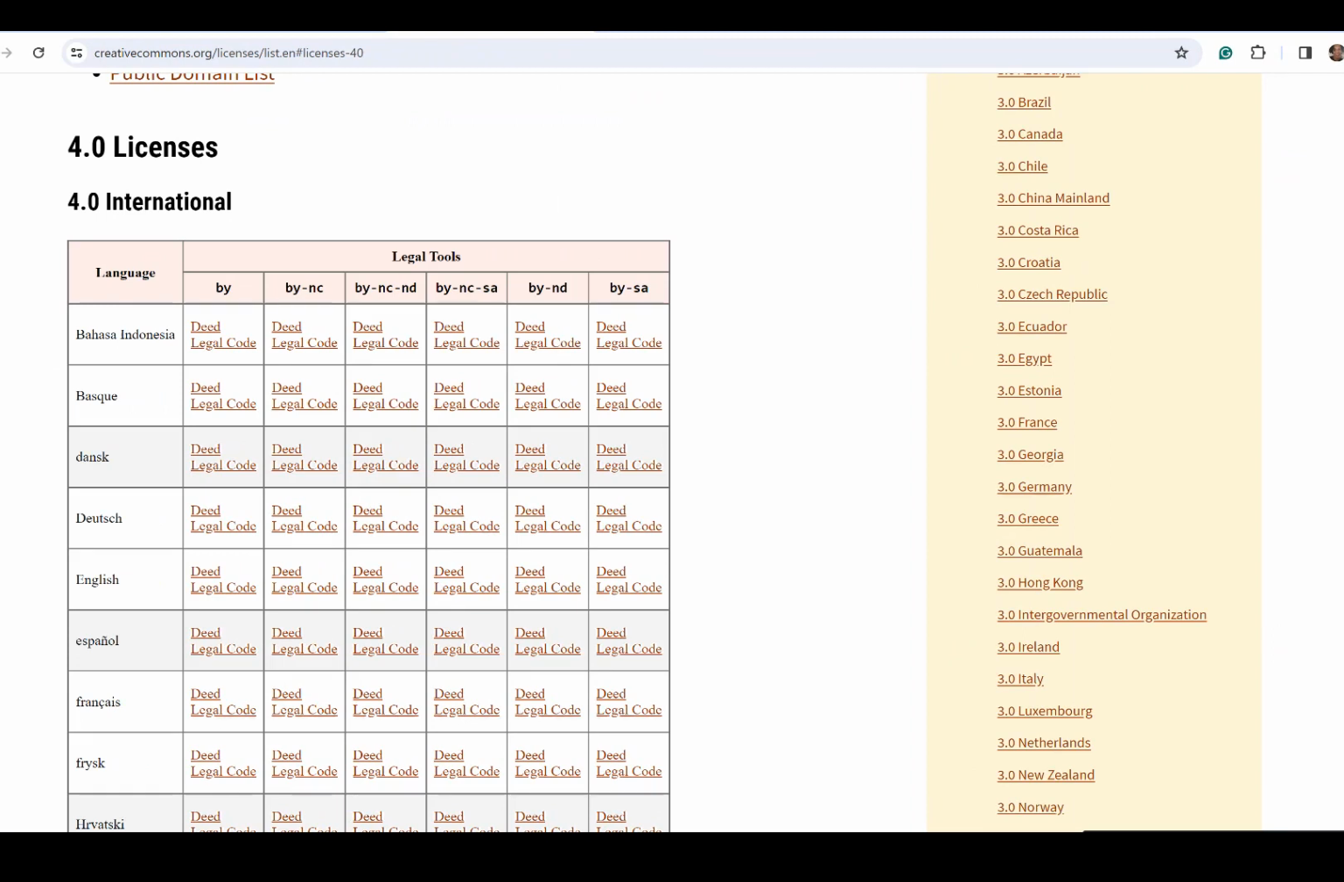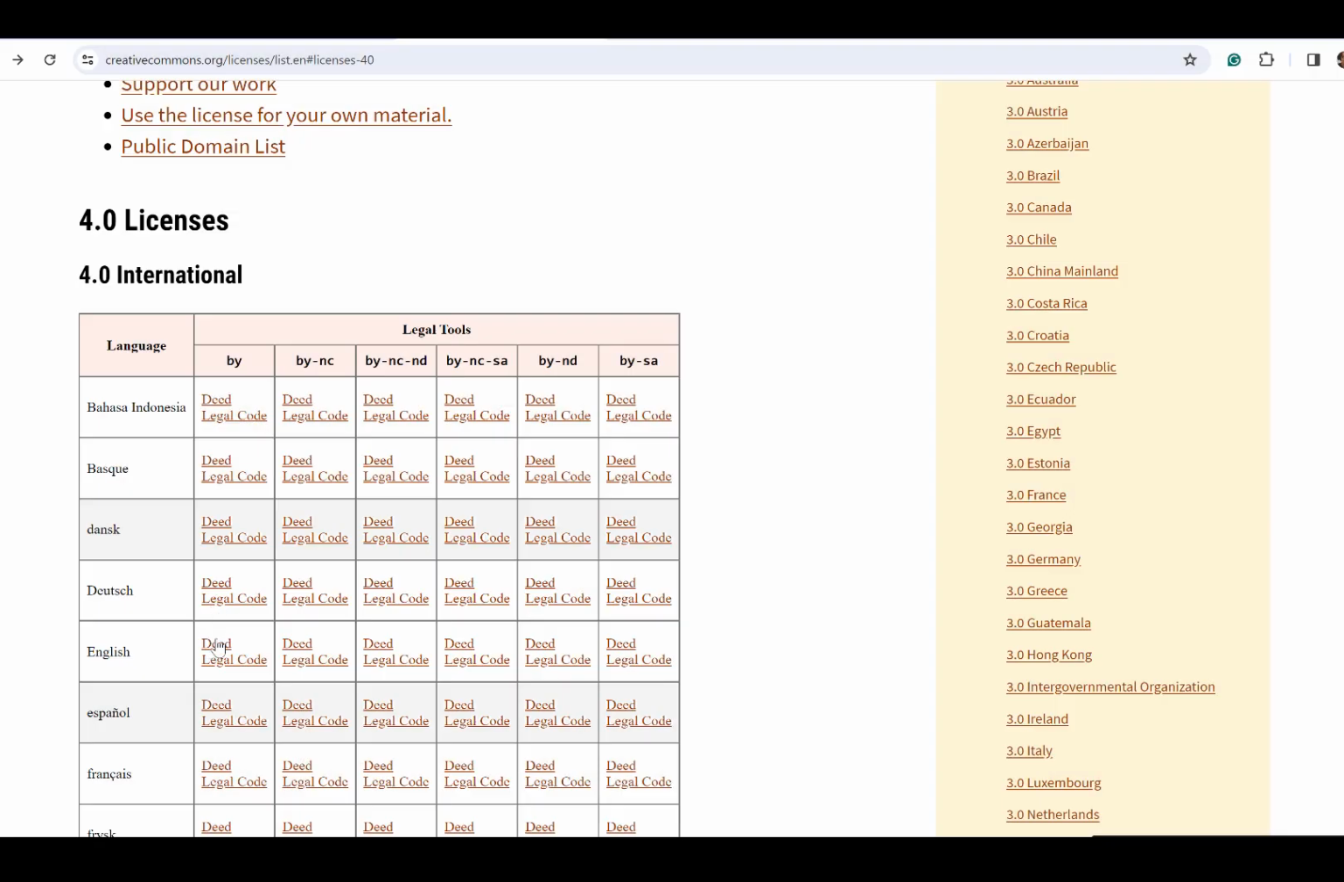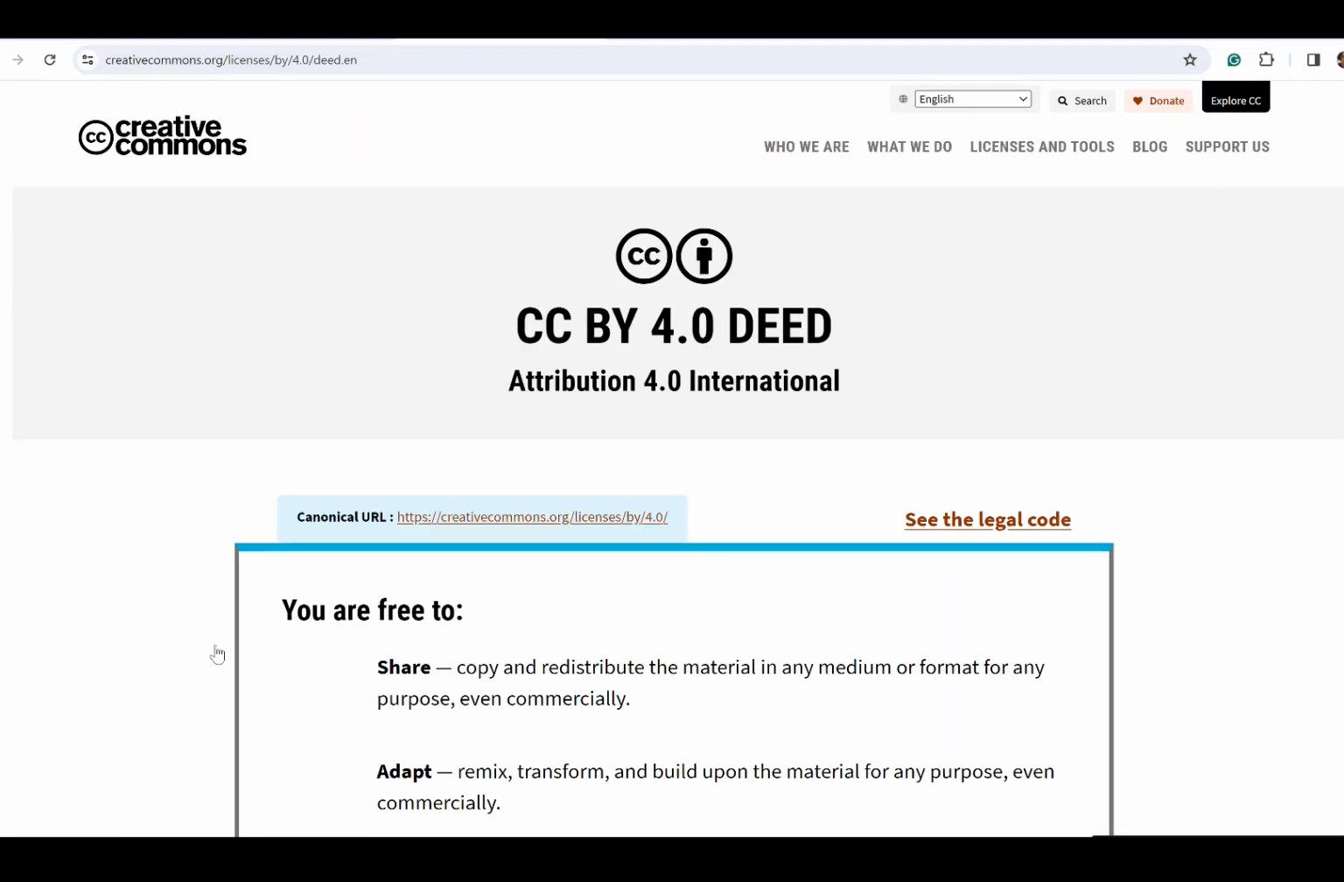The Creative Commons is a nonprofit organization that provides free licenses for creators to make their work available to the public. This licensing framework enables the author to specify conditions under which his or her work can be used. Now, the type of licenses. The first license we have is known as the BY. The BY, as indicated by the icon here, means that you have to give credit to the author, and I'll discuss later in the talk how that credit should be outlined.